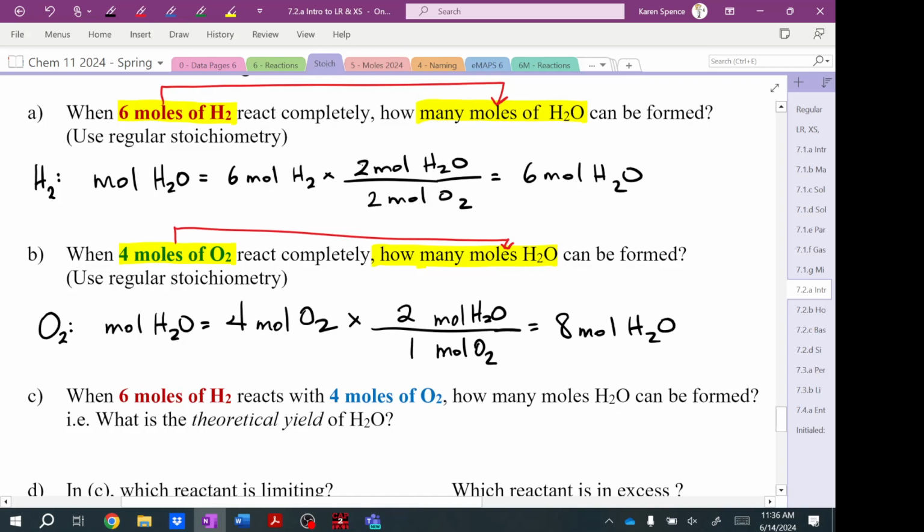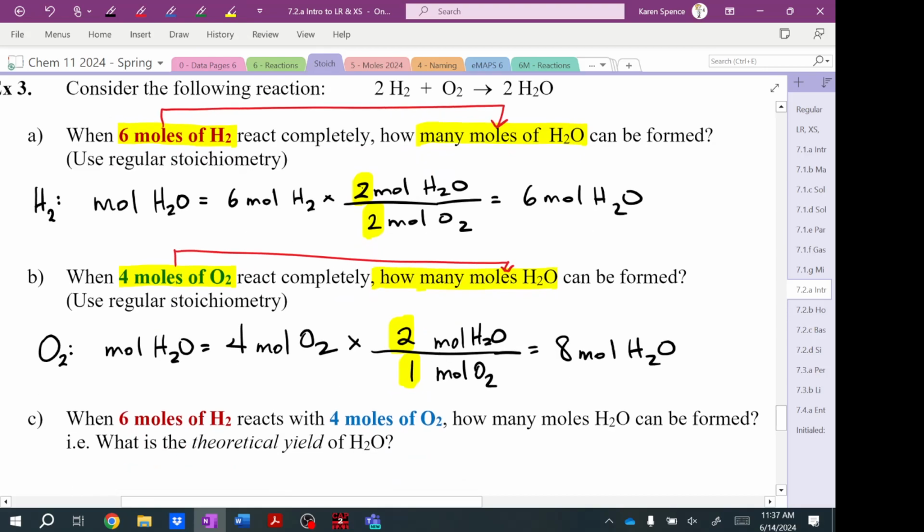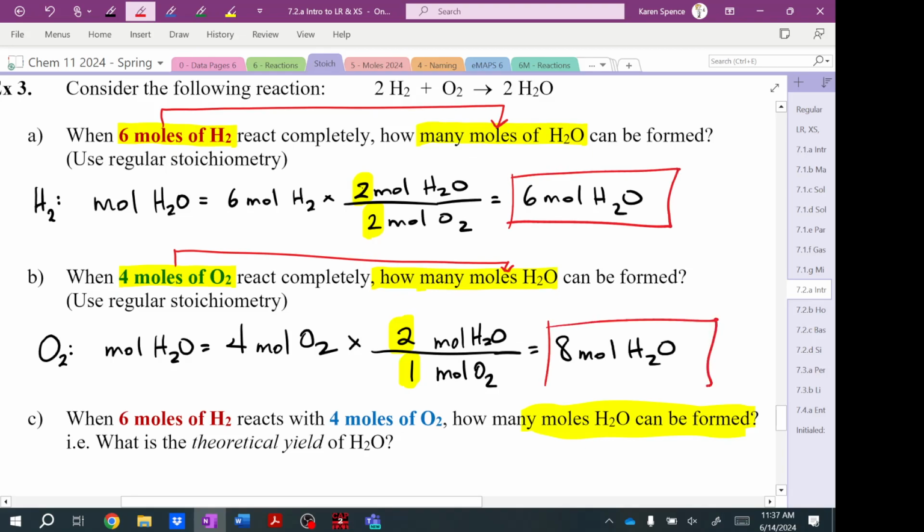So we did calculation number 1, got 6 moles. Is anyone wondering where I got these numbers from, the 2 and the 2? Everyone good with where those came from? Okay. And everyone's good with where the 2 and the 1 came from? Okay. So how much H2O can actually be formed? What's the theoretical yield? You have a choice. It could be 6 moles or it could be 8 moles. Which one is it going to be?